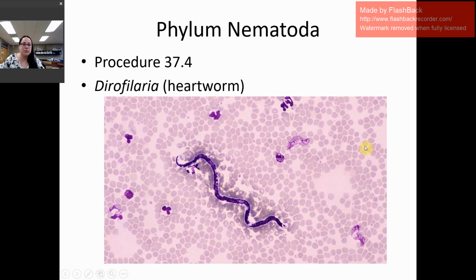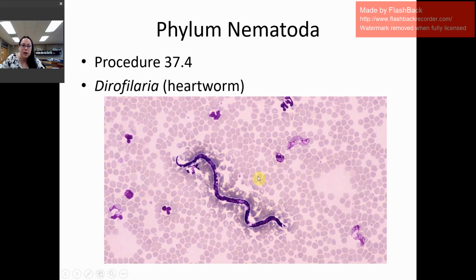Okay, and then the last worm is a little bit different. It's a worm that lives in the heart mainly. The Latin name is Dirofilaria. This is a section of a blood smear, and all of those grayish cells are white blood cells. Okay, this is human white blood cells. Those cells here, that one here, that one here, those are white blood cells. You have two here, two white blood cells.